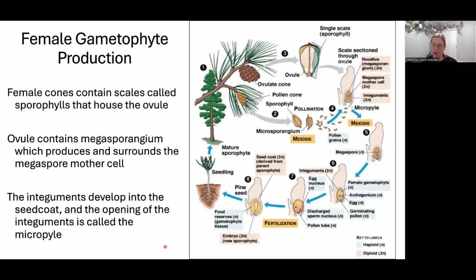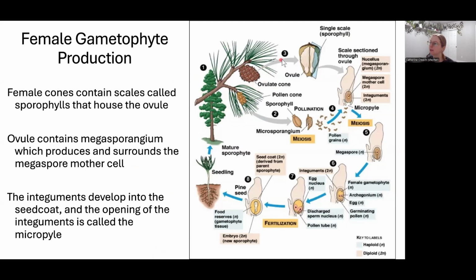We're going to use a pine tree for an example because we're used to seeing pine trees. Here is my sporophyte. It is diploid. On my sporophyte, I'm going to have branches with pine needles. And on some of those pine needle branches, I will have female cones and I will have male cones. We'll start with the female cone. So here's an ovulate cone.